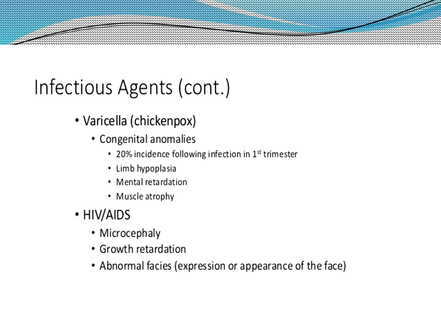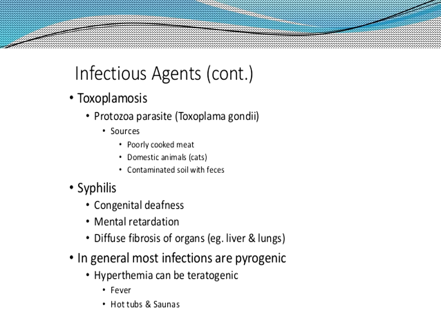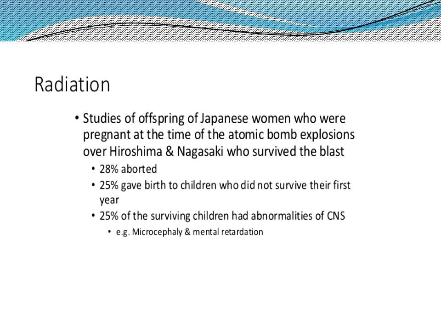Chickenpox in pregnancy has 20% incidence following infection in first trimester, and it can cause limb hypoplasia, mental retardation, muscular atrophy. HIV/AIDS can cause microcephaly, growth retardation, and abnormal facies. Radiation is another important cause of congenital malformation.